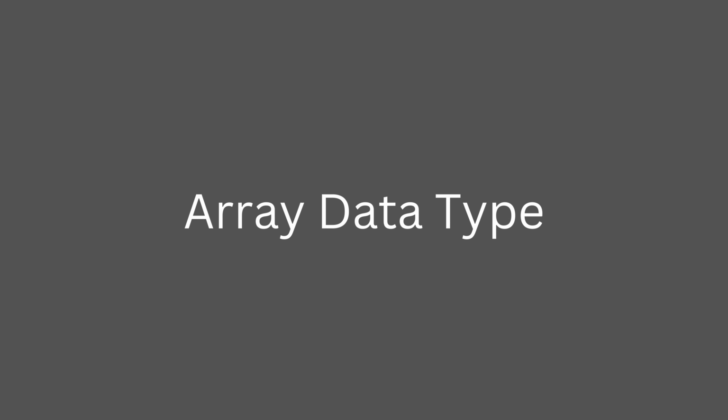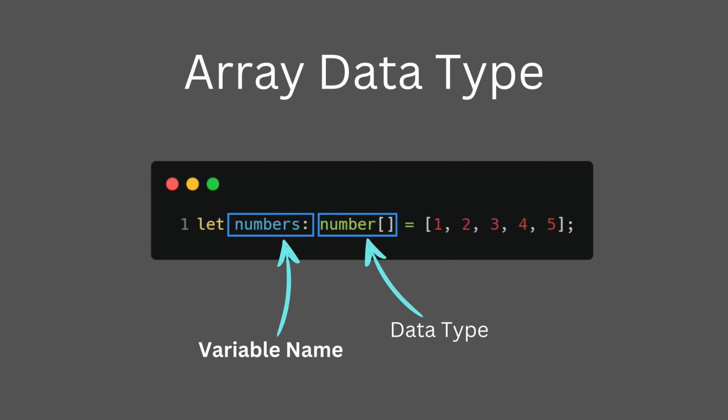Array type. The array type represents a collection of values of the same type. Here's an example. In this example, we declare a variable called numbers and initialize it to an array of numbers. We use the square bracket notation to indicate that this variable should only ever hold an array of number values.